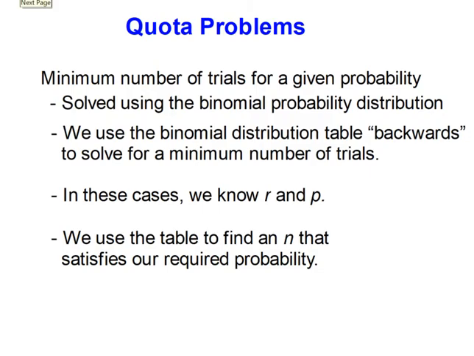Okay. Quota problems: it's the minimum number of trials for a given probability, solved using the binomial probability distribution. We use the binomial distribution table to work backwards to find the number of trials. So we're looking for n. In this case, we actually know what the probability of success of each outcome is. We know how many successes there were. We actually know the answer to the problem. We want to work our way backwards to figure out what that n value is going to be.